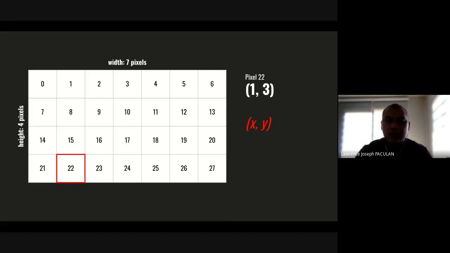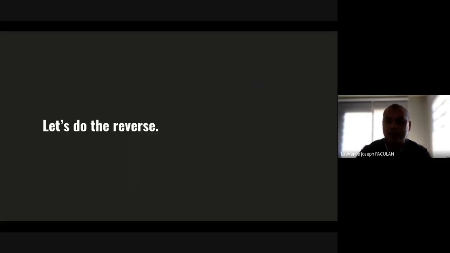Okay, so I hope you understood the process when locating a particular pixel. Later, we'll discuss a particular formula for that. But now we do the reverse. In the previous examples, I provided the pixel index and we guessed the coordinates for that particular index. So we do the reverse.